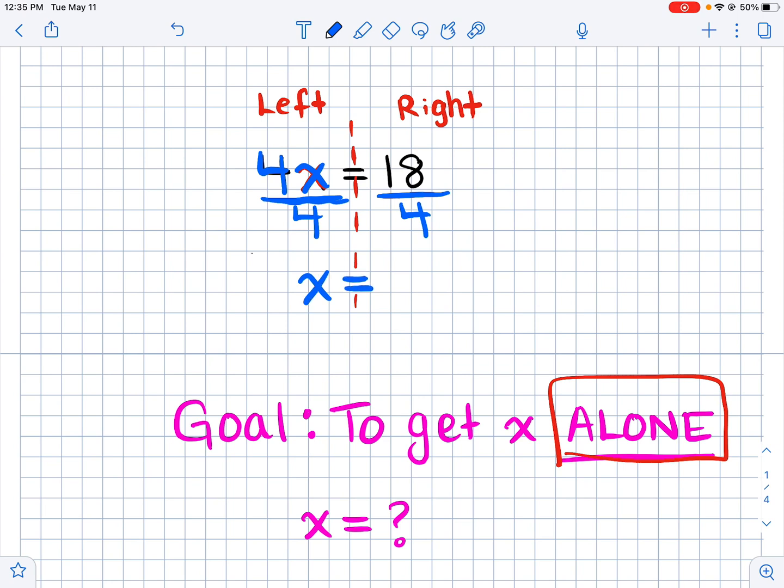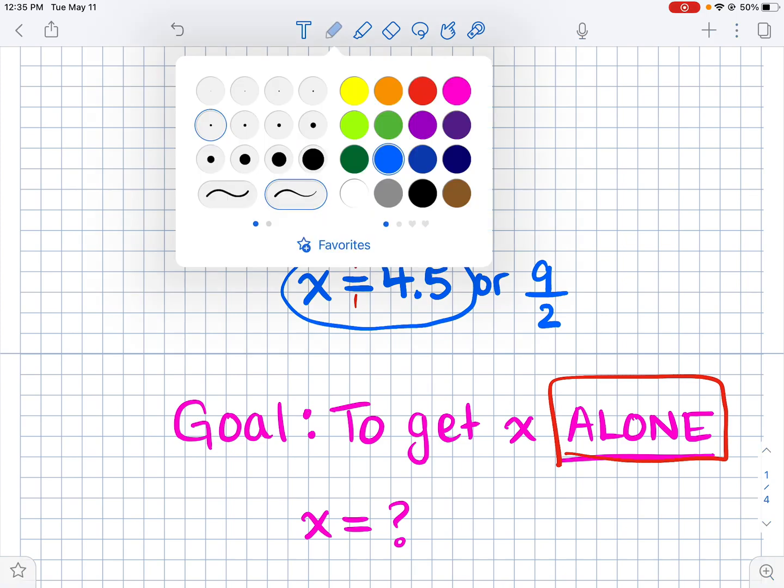And then what happens when we do 18 divided by 4? Well, we could leave it like that, or you could divide it and get 4.5. Or you could write that as 9 over 2. So that's how we solve. That's how we figure out x equals 4.5. Okay, let's try another one.